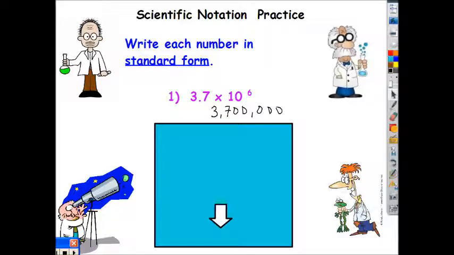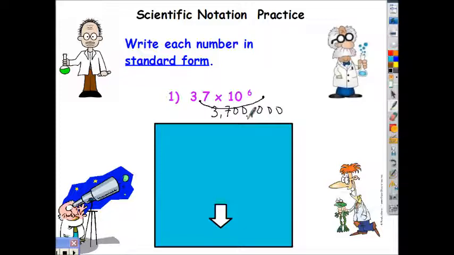So in standard form, this actually equals 3,700,000. Since I'm multiplying by 10 6 times, I simply have to take this decimal and move it over 6 places to the right and fill in my empty spaces with 0. And of course, I'll put commas in the right place.